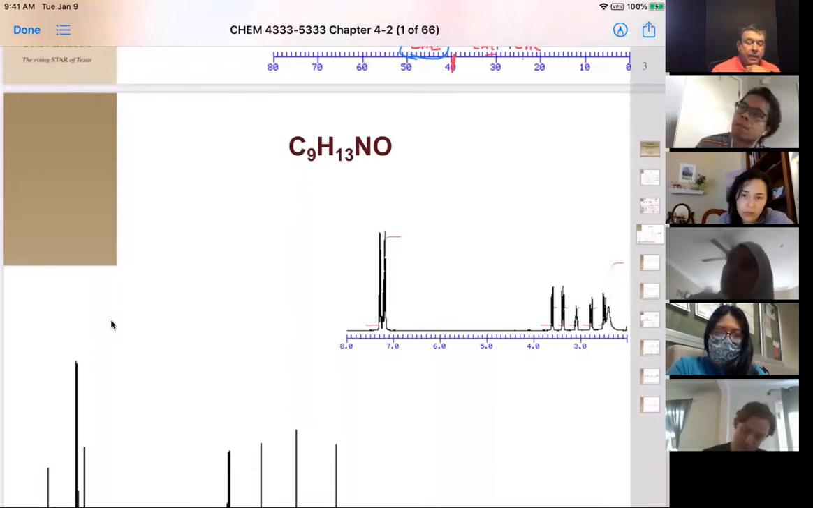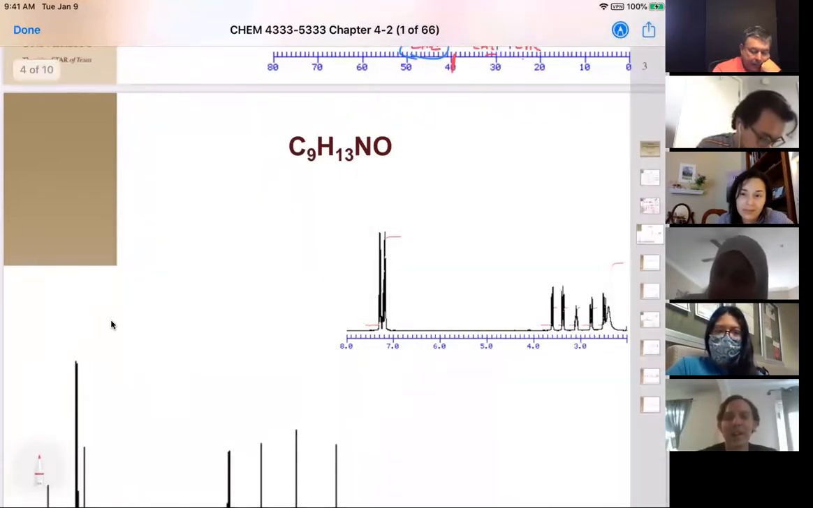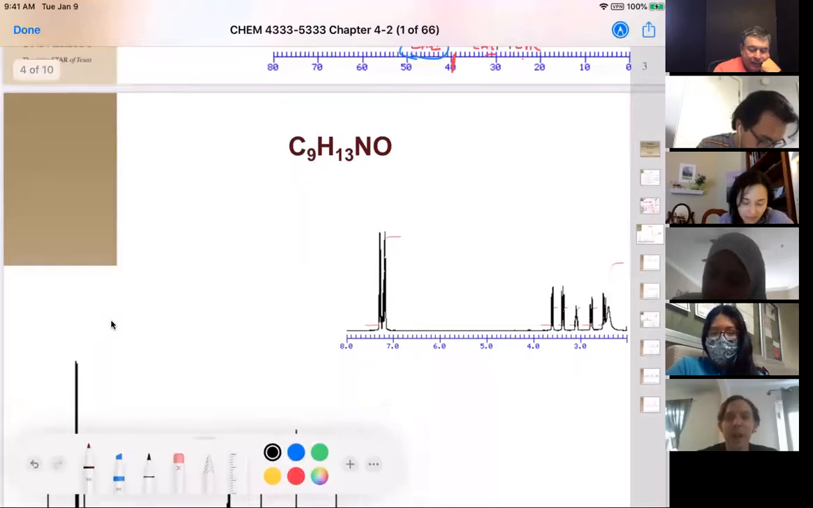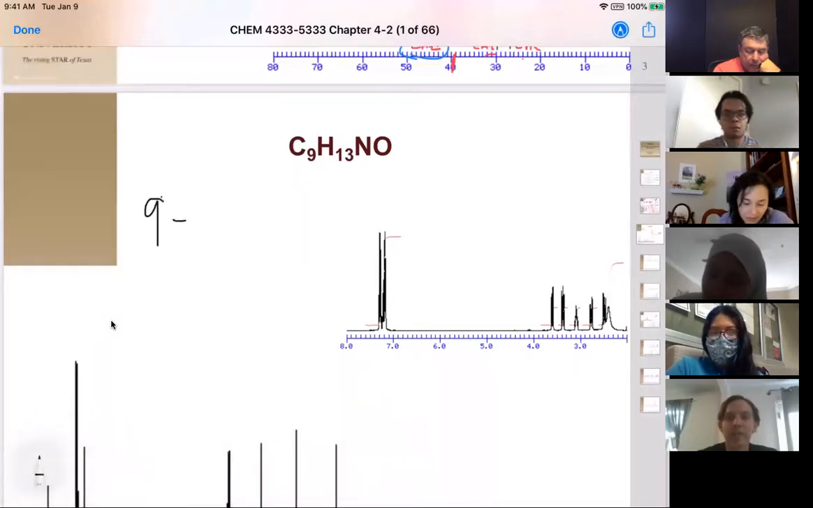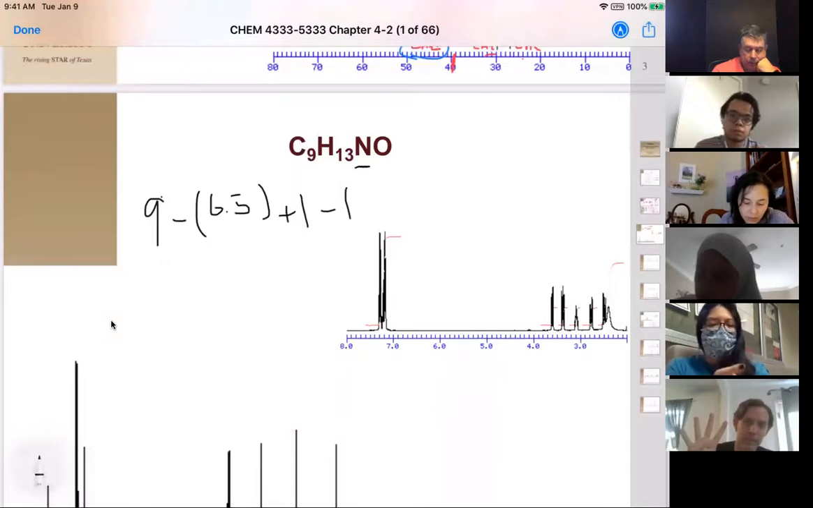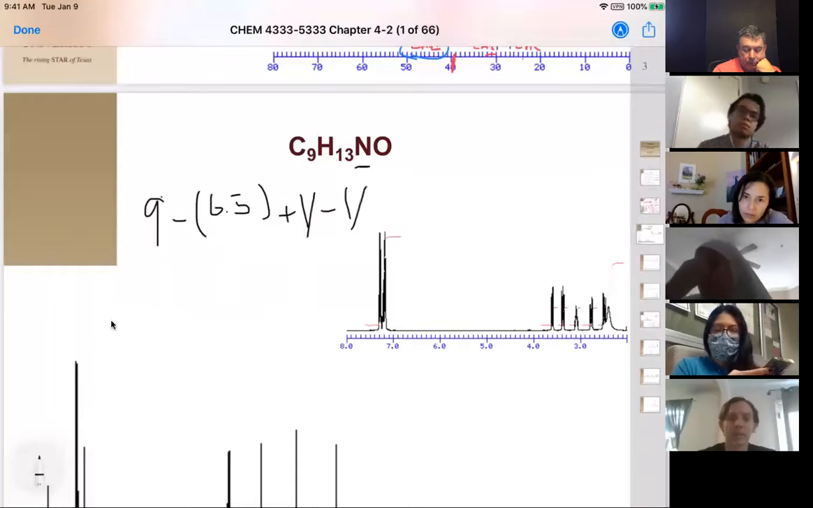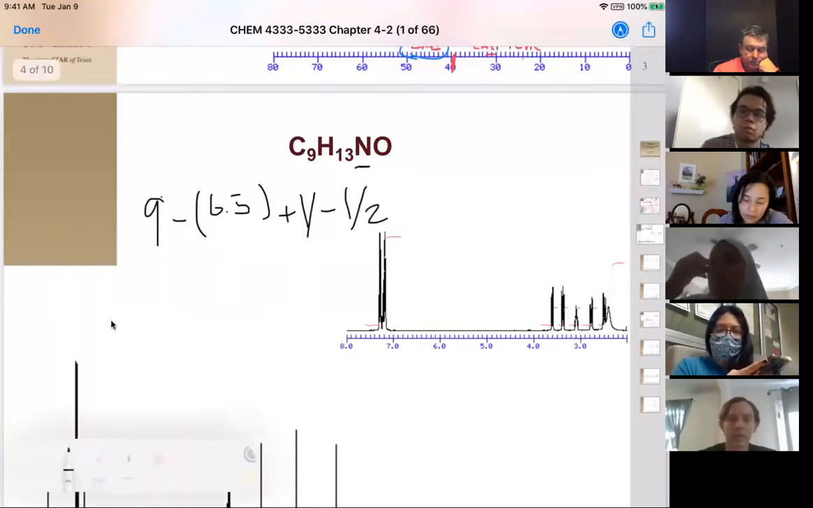C9H13NO. Let's go ahead and do our hydrogen deficiency, and let's do it right this time. We have 9 minus 6.5 plus 1, minus 1 for the nitrogen, and the oxygen doesn't count. Oh no, it's minus 1/2 for the nitrogen, that's right.